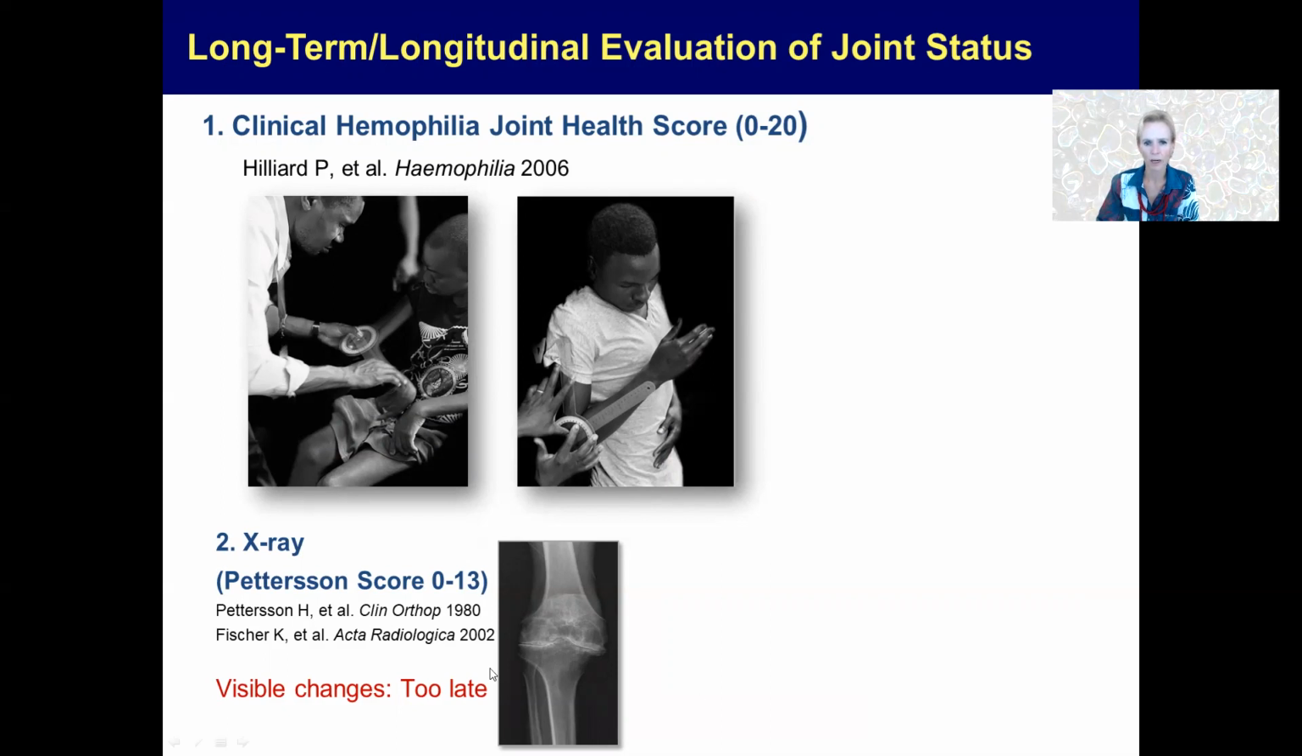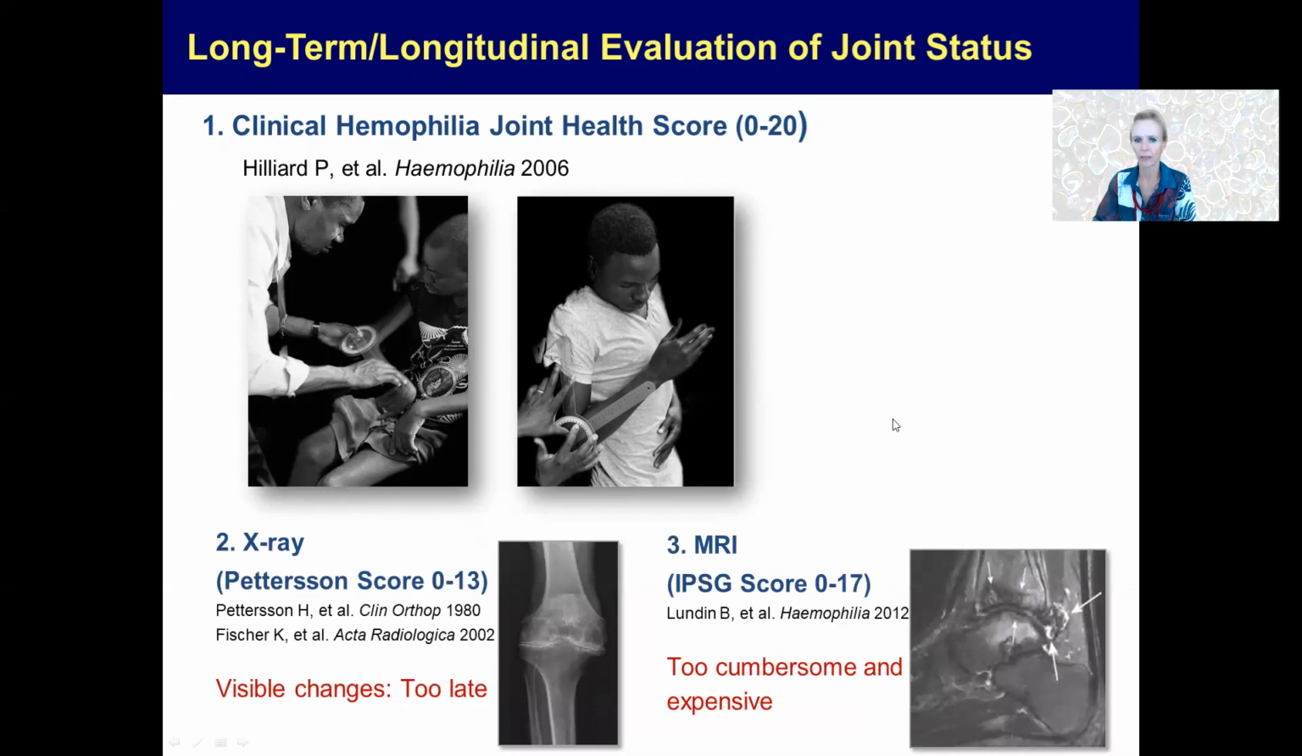And so visible changes here are, in the modern era of hemophilia, too late. One wants to intervene earlier. And so therefore, in the late 2000s to early 2010s, the so-called International Prophylaxis Study Group score was developed because MRI is sensitive to soft tissue changes. However, it's very cumbersome, very expensive, and it would certainly be difficult to scan joints every 6 months or in serial fashion.